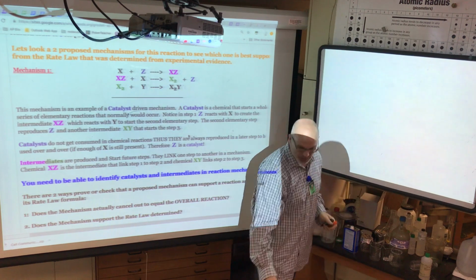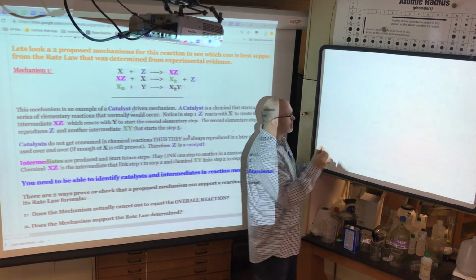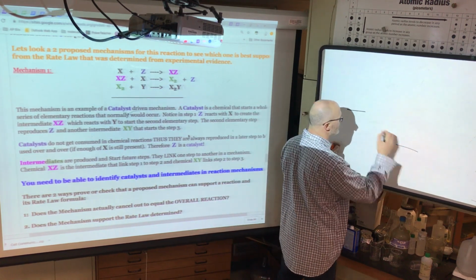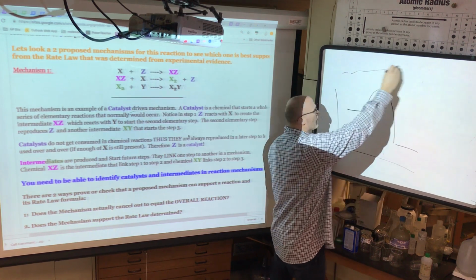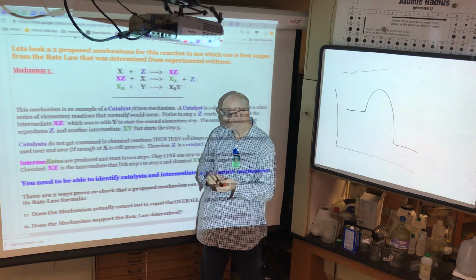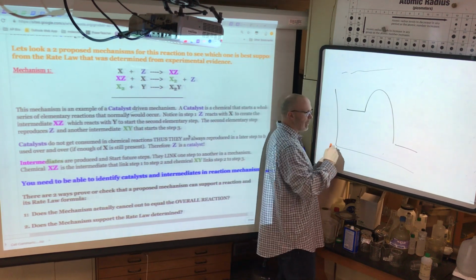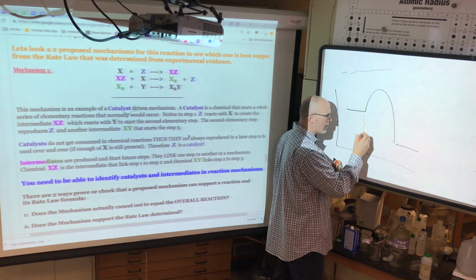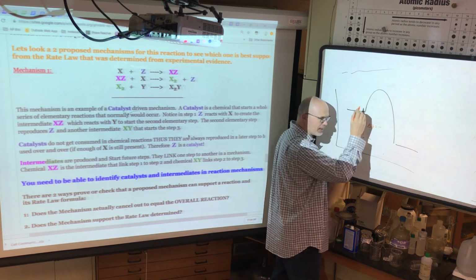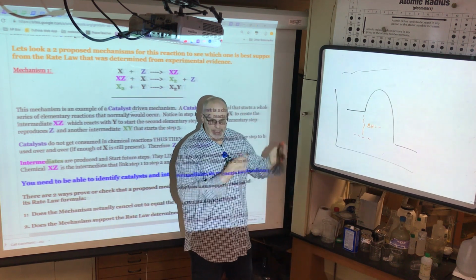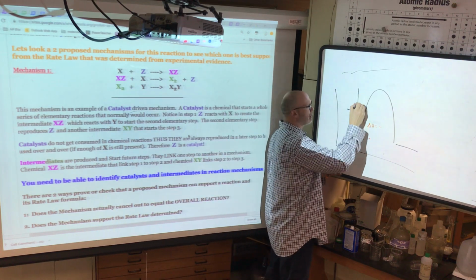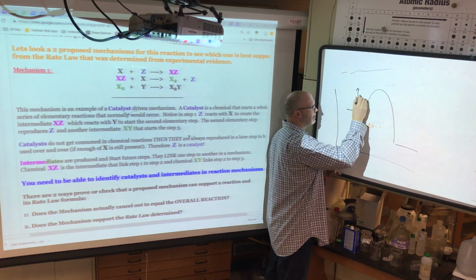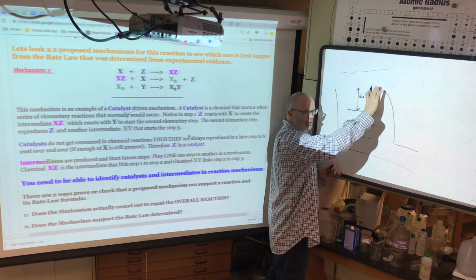So, in any case, here is my potential energy diagram of the overall. Let's just assume it's exothermic. And we all know what this is, right? Okay, now, we're not changing delta H, are we? Delta H is negative, we should know that. It's going down. It's a spontaneous reaction, delta G is negative, but this is my E of A. This is my energy barrier.